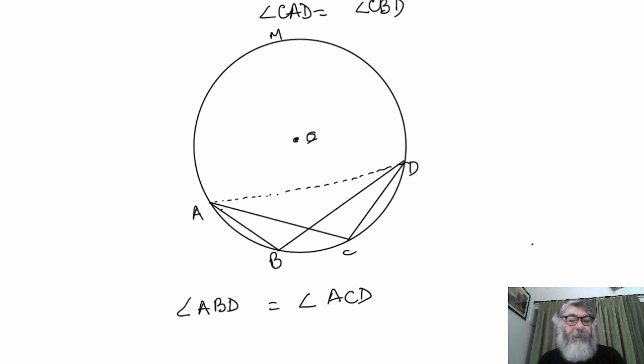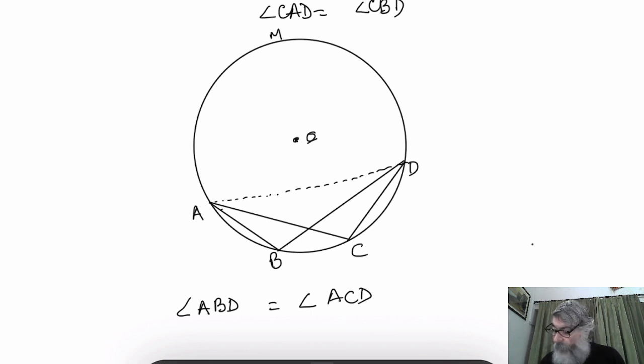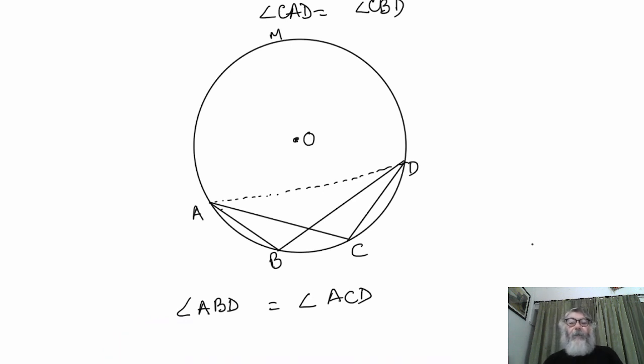So angle ABD will be equal to angle ACD. This is O, center of the circle. So this is true for all segments. This theorem is true for all segments, whether major, minor or whatever. The angles in the same segment of a circle are always equal.